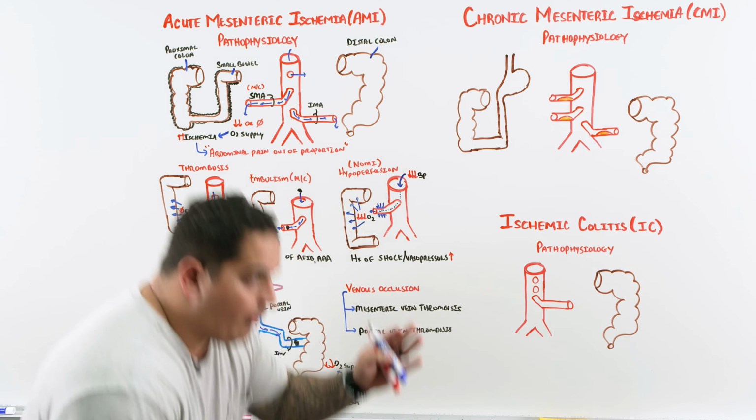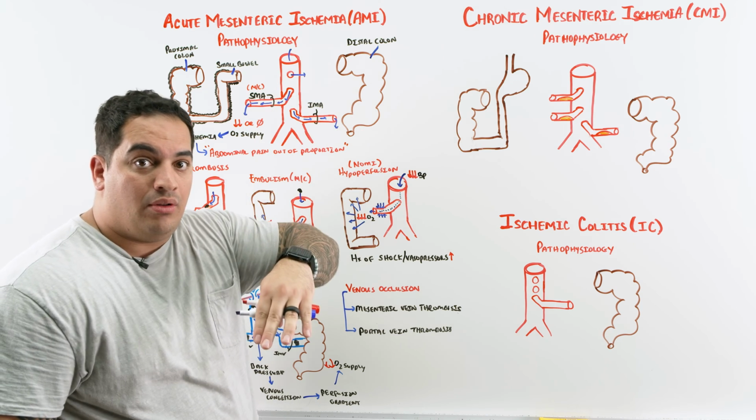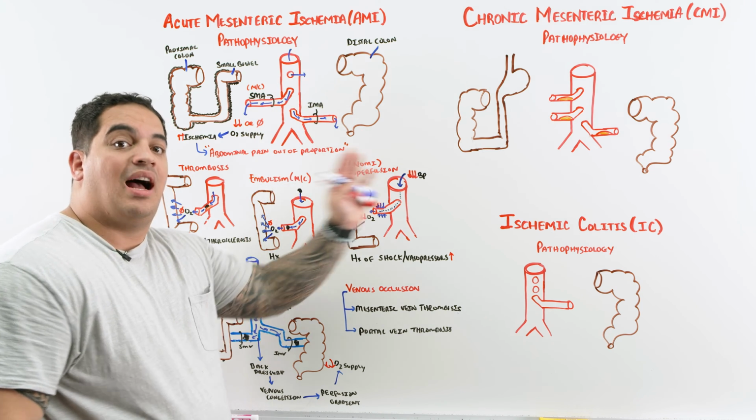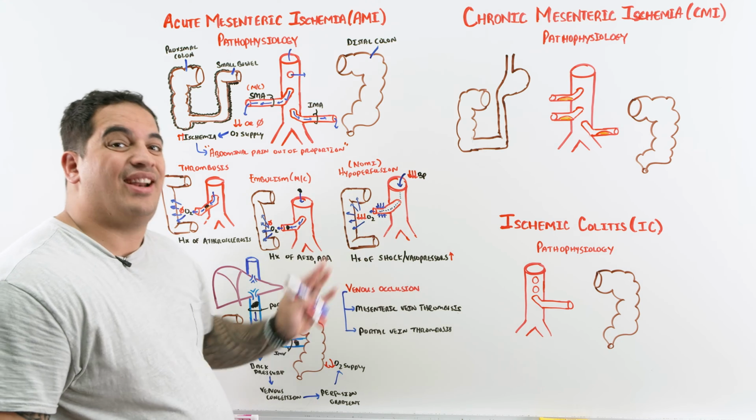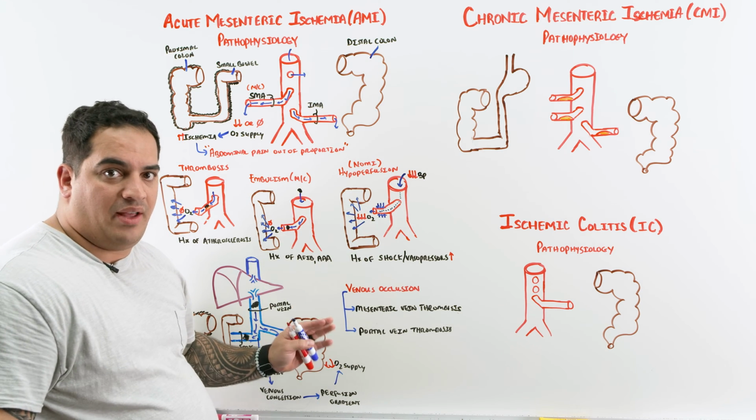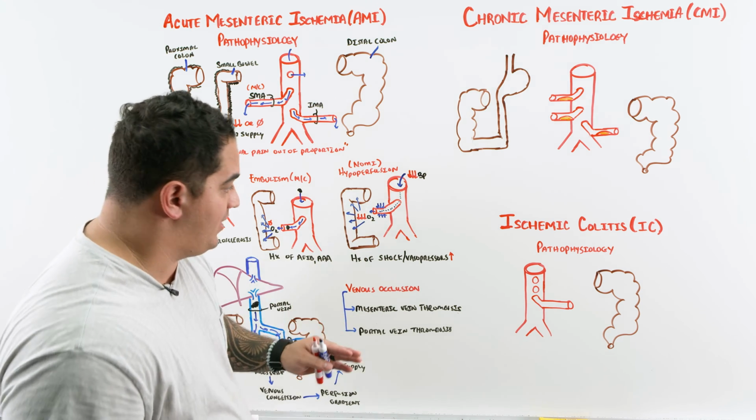So again, abdominal pain out of proportion, acute mesenteric ischemia, arterial occlusion, thrombosis, embolism, hypoperfusion are the arterial causes, and then it could be a venous cause like mesenteric vein thrombosis or portal vein thrombosis.